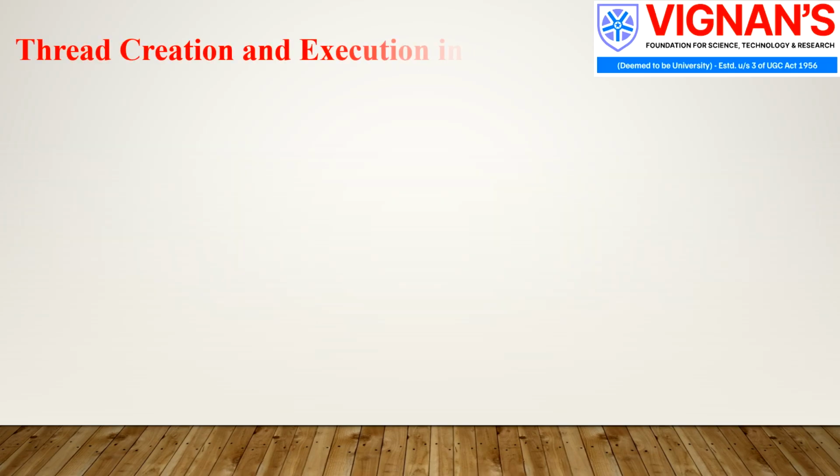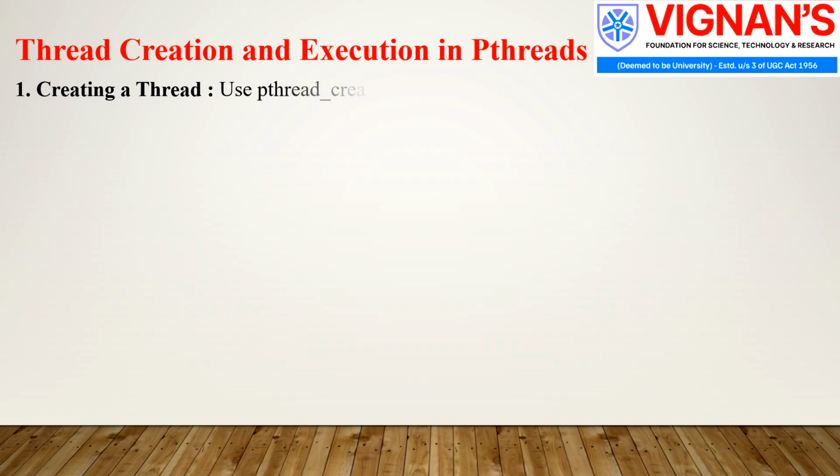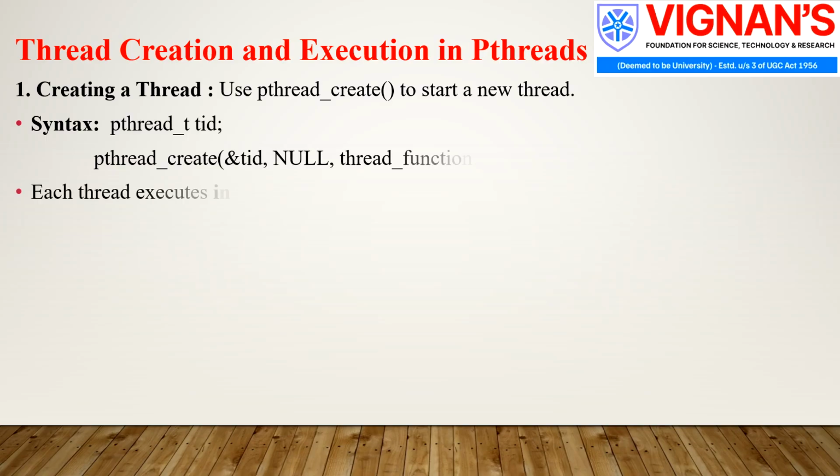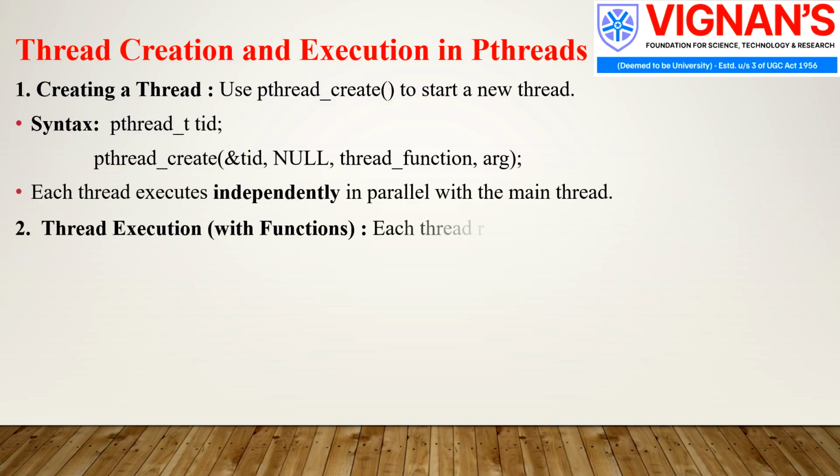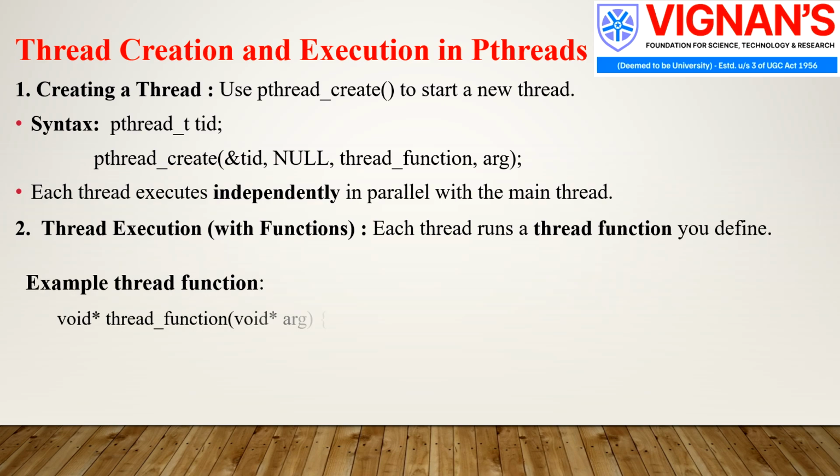Thread creation and execution in Pthreads. 1. Creating a thread. Use pthread_create to start a new thread. Each thread executes independently in parallel with the main thread. 2. Thread execution. Each thread runs a thread function that you define. The function contains the task the thread will perform, enabling parallel execution of multiple tasks simultaneously.